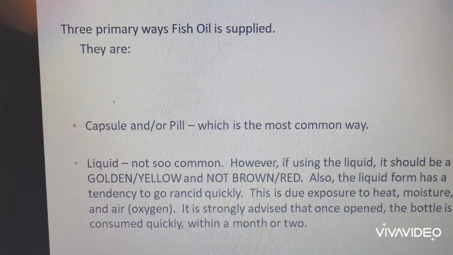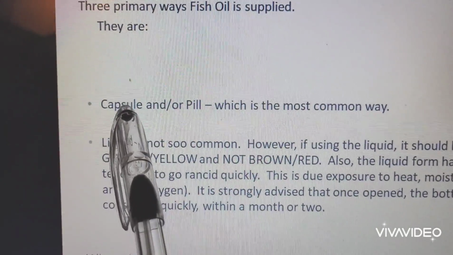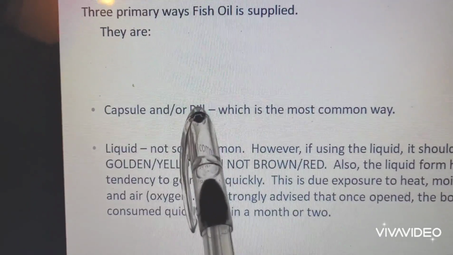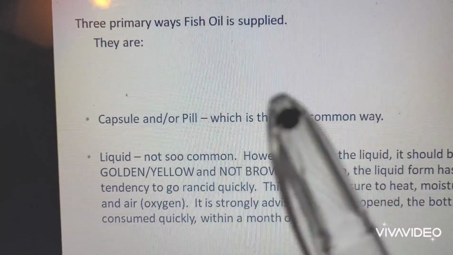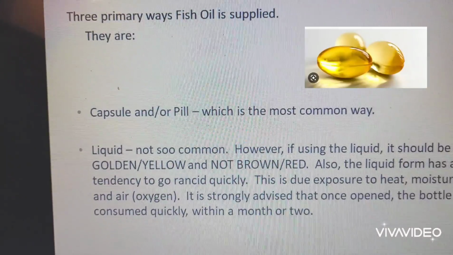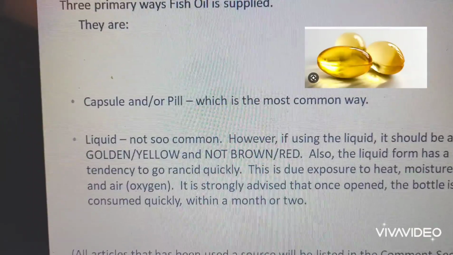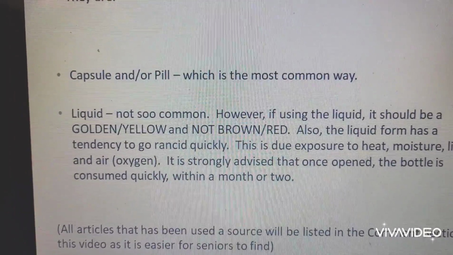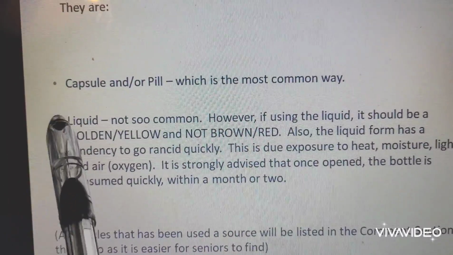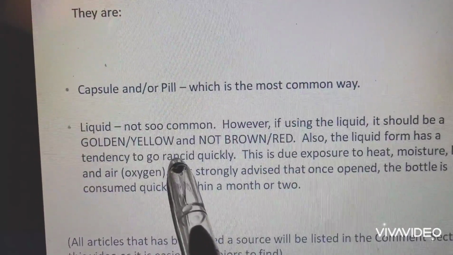Now there are three primary ways that fish oil is supplied. You have capsule or pill. So 1, 2. And this is the most common way. I'm going to try and insert a picture here when I upload the video so that you can see what it is. Once you look at it, you will say, oh, that's what that is. Okay, because it's a very common looking pill. Or 3, it can be a liquid. Now the liquid form is not so common.